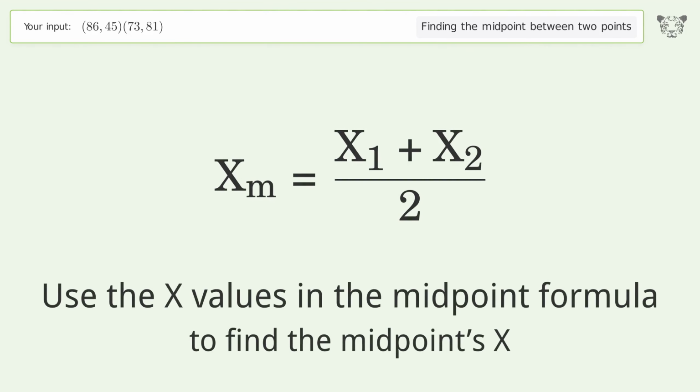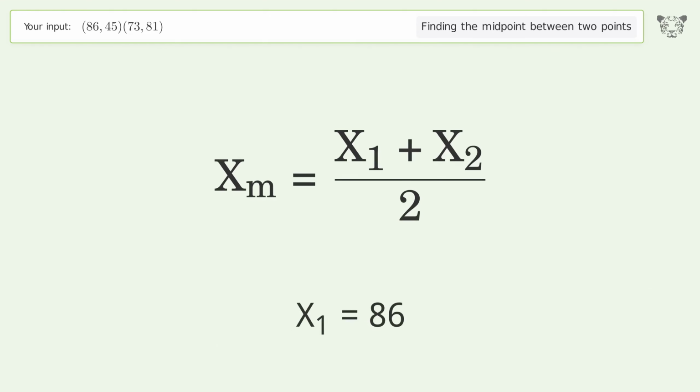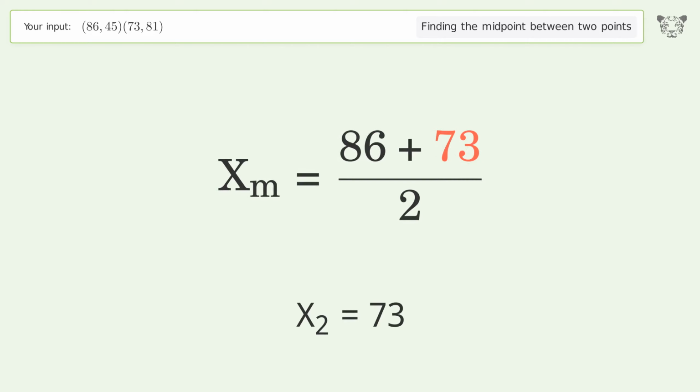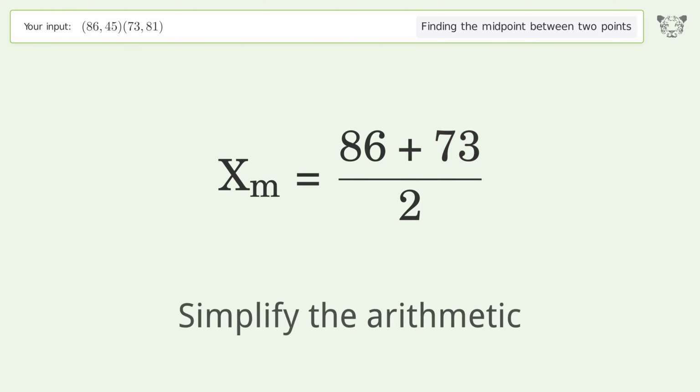Use the x values in the midpoint formula to find the midpoint's x. x1 equals 86. x2 equals 73. Simplify the arithmetic.